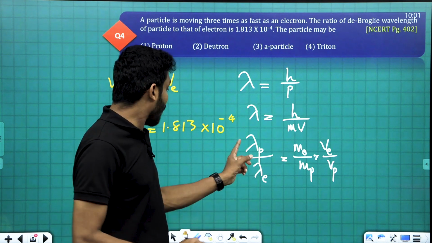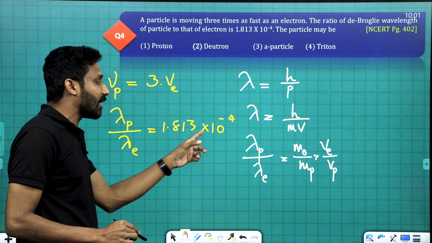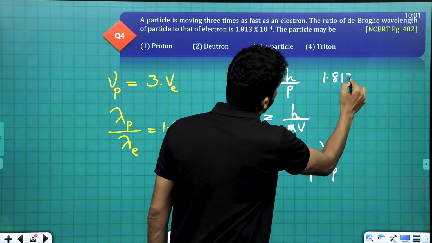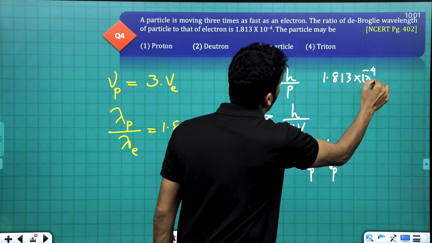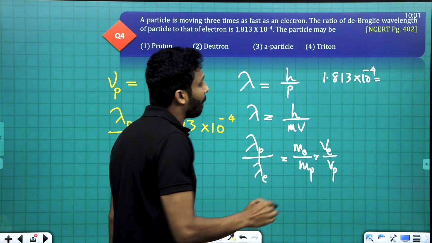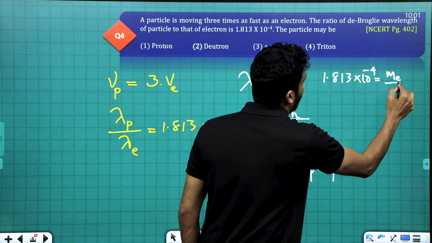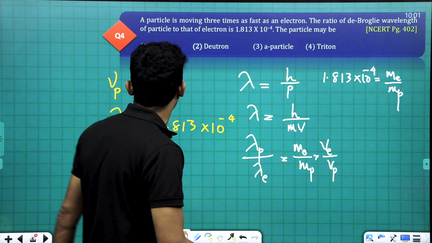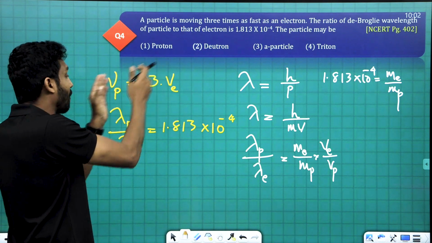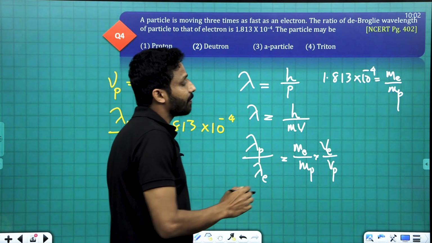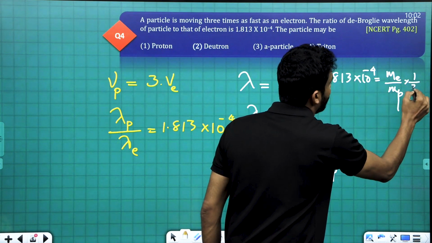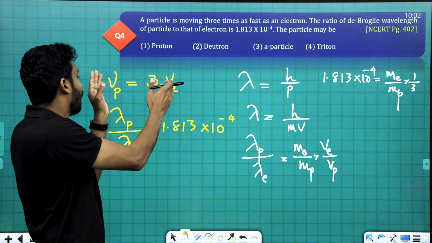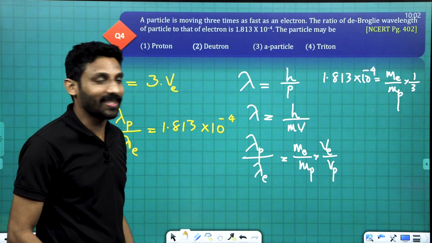Clear? Lambda p by lambda e is given as 1.813 into 10 power minus 4. So 1.813 into 10 power minus 4 is equal to me divided by mp into ve by vp. See, what is ve by vp? It is 1 by 3. Ve by vp is equal to 1 by 3.